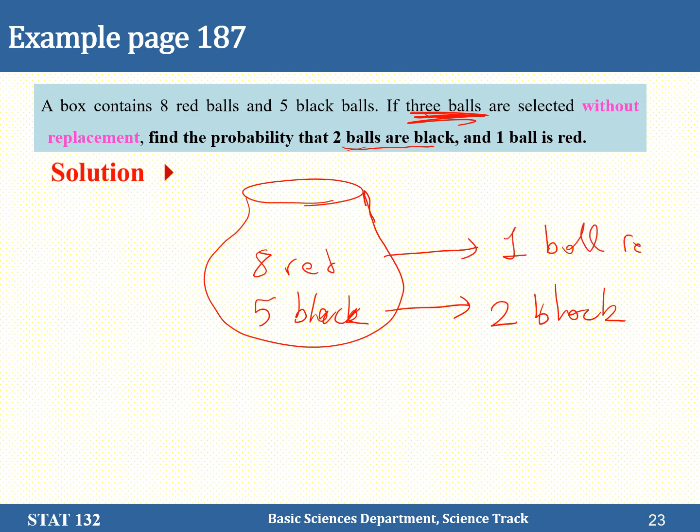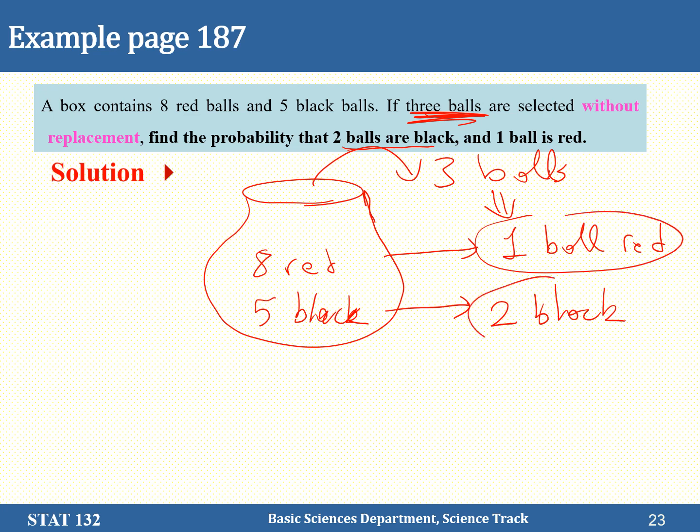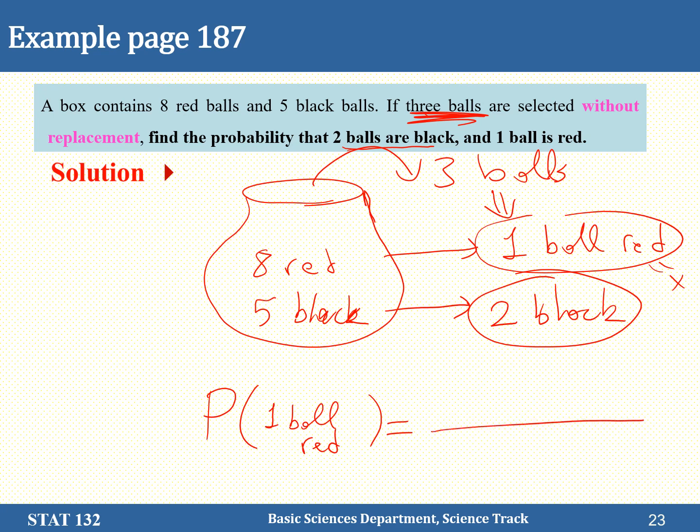So you're choosing three balls, but you want them to be 1 ball red and 2 balls black. So you can find the probability. Okay, you can say this is X here. If you want to use the formula, you have to say one of them is X. I will say 1 ball is red. In practice, you don't have to assign anything for X. But if you want to use the formula, you have to say X.